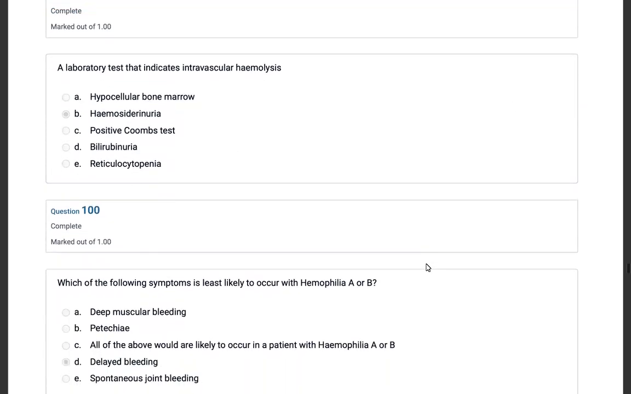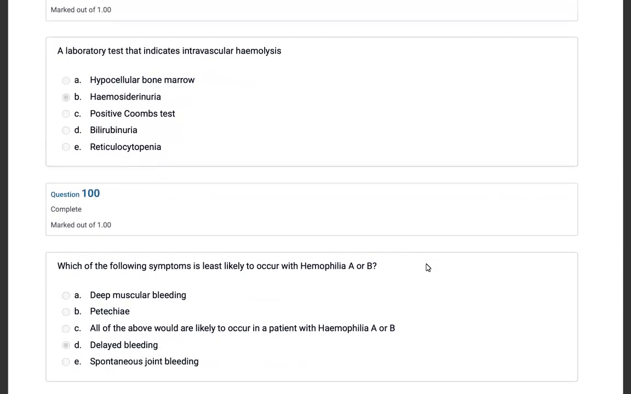Question 99. A laboratory test that indicates intravascular hemolysis is going to be... You know that hemolysis can be either intravascular or extravascular. Extravascular means that the hemolysis is not happening within the blood vessels, hence it's going to happen within extravascular compartments. The most common places are going to be the liver or the spleen because of the sinusoids. So a common feature for extravascular hemolysis that is most of the time not present with intravascular is going to be hepatosplenomegaly.